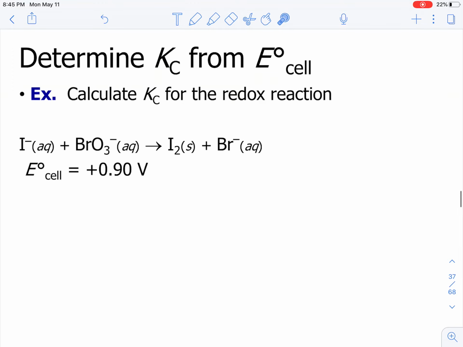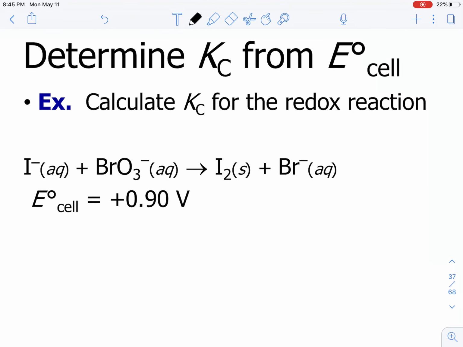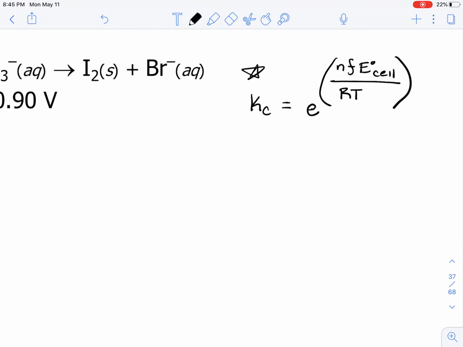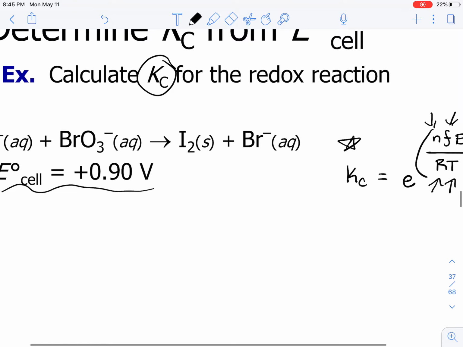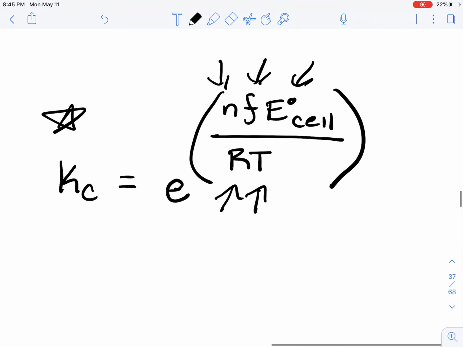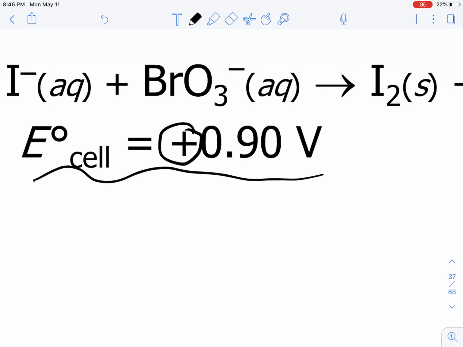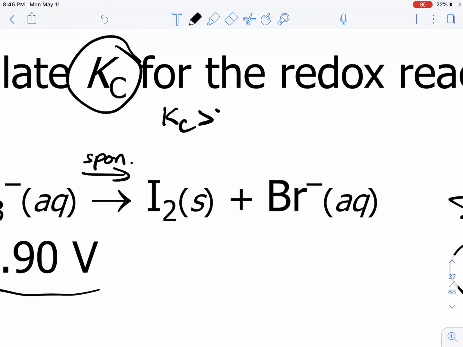Okay, so let's go ahead and take a look at another example. Here we still want to calculate Kc. To calculate Kc, I'm going to use this equation. So I know that I need n, F, E cell, R, and T. It looks like this problem is already giving me the standard cell potential, which is 0.90 volts. So I'm just going to write this down. This is positive 0.90 volts. Since this is positive, this is telling us that the forward reaction is spontaneous. So if we're trying to solve for Kc, now that we know that it's spontaneous in the forward direction, Kc is probably far, far greater than 1.